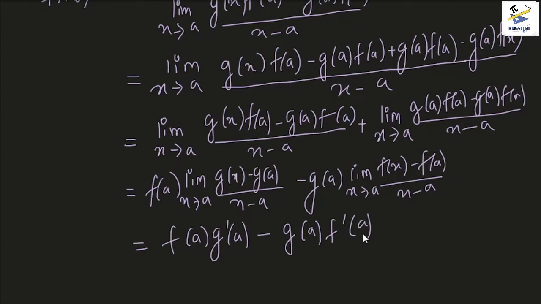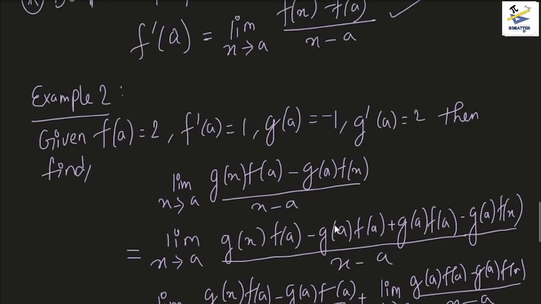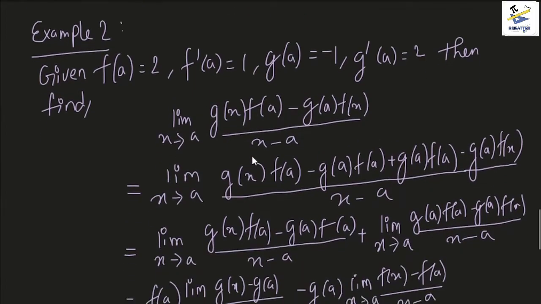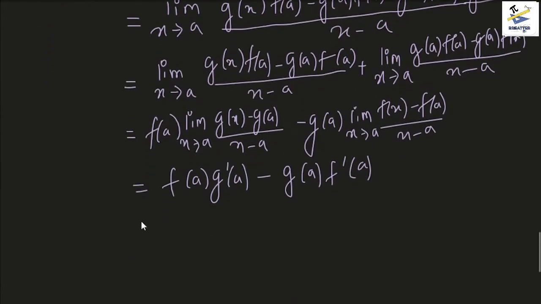This would complete the derivative section for this one, and now it's just a matter of putting in the values. So f of a is 2 and g of a is minus 1 and g prime a is 2, so the first two terms are 2 into 2. So this gives us the value of 5.